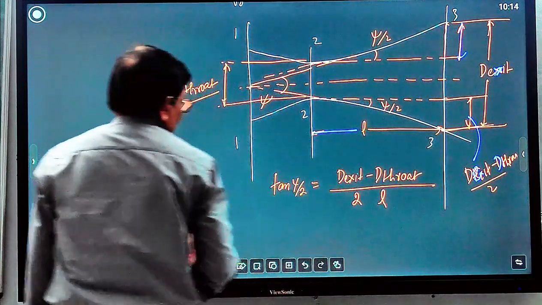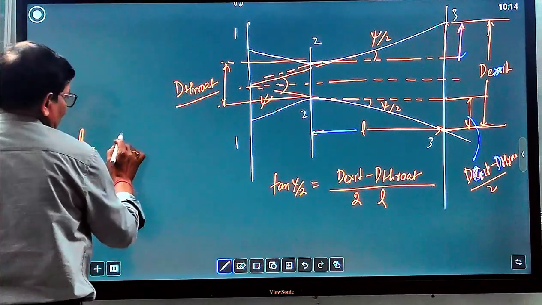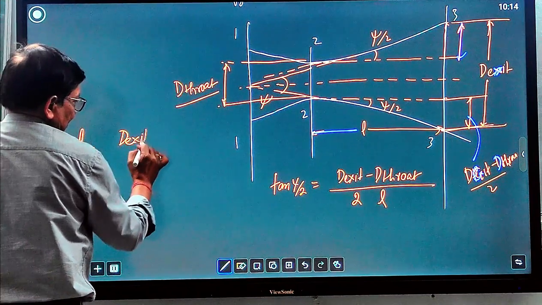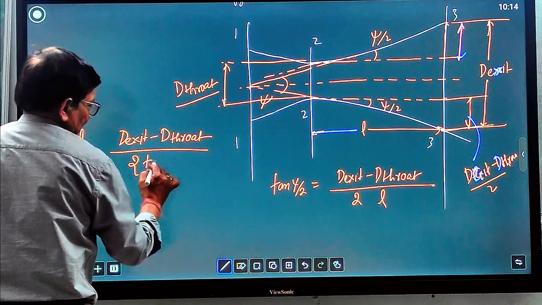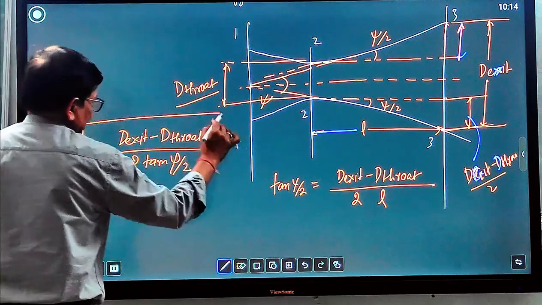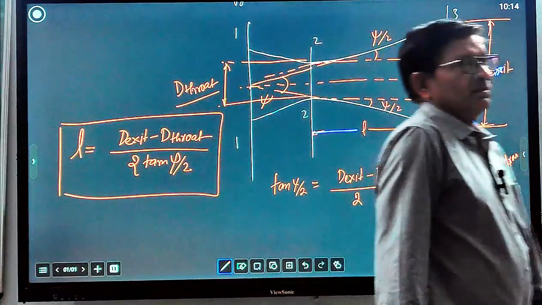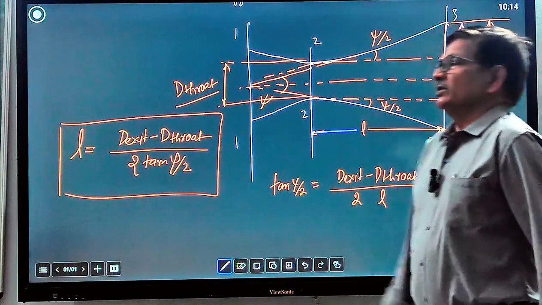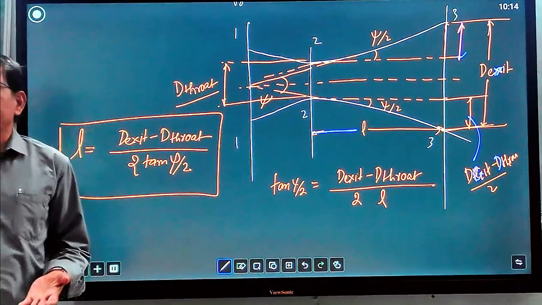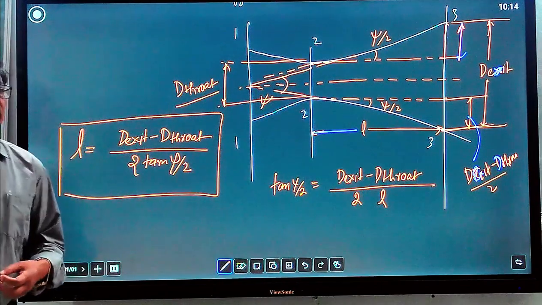So from this equation you can find the length of the convergent divergent part, equal to (D exit minus D throat) upon 2 tan psi by 2. So this is a very important equation in the design of nozzles. In most cases you can be asked to find the length of the divergent part of the nozzle. Mostly in steam turbines, jet engines, jet planes and rockets, convergent divergent nozzles are used. So this is very important.